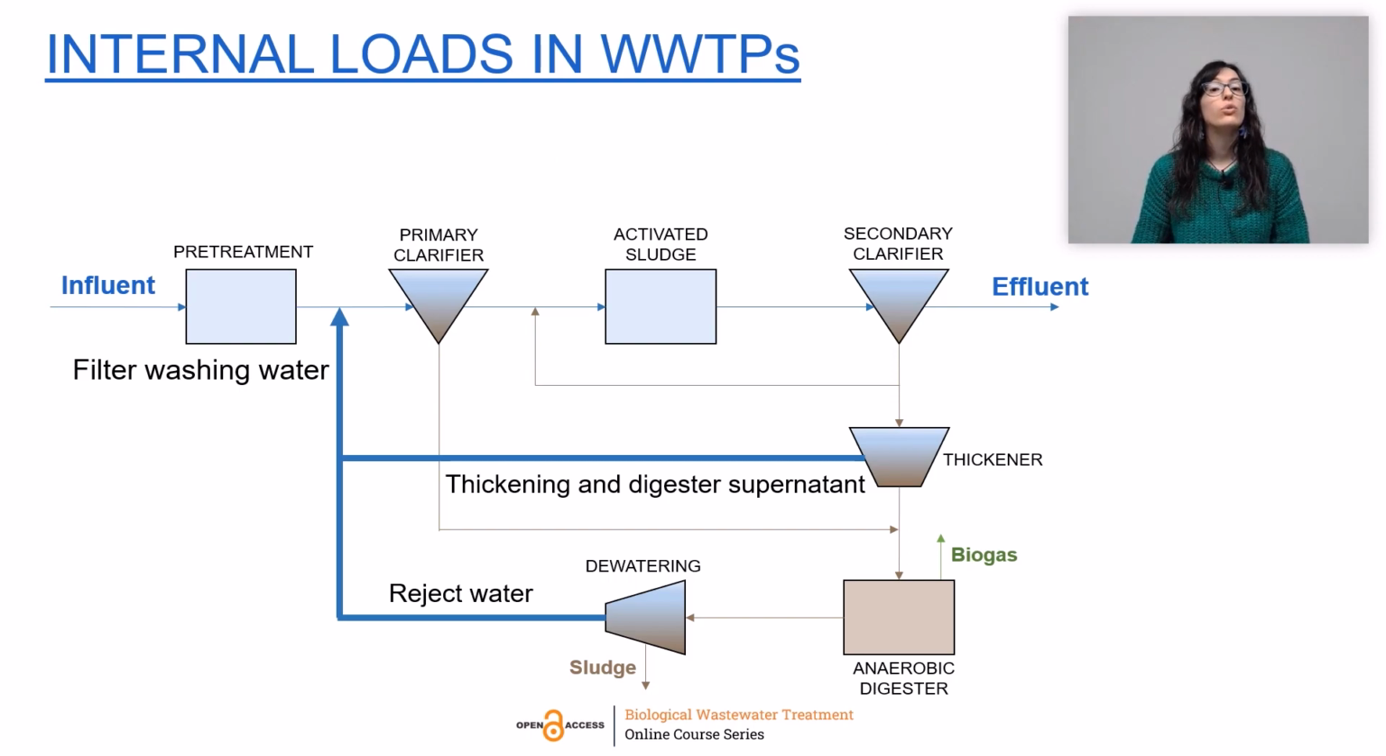And we have three main streams that contribute to the internal loads. We have on the one hand what we have just seen: water coming from the thickening and the digester supernatant, reject water from sludge dewatering, and also filter washing water.